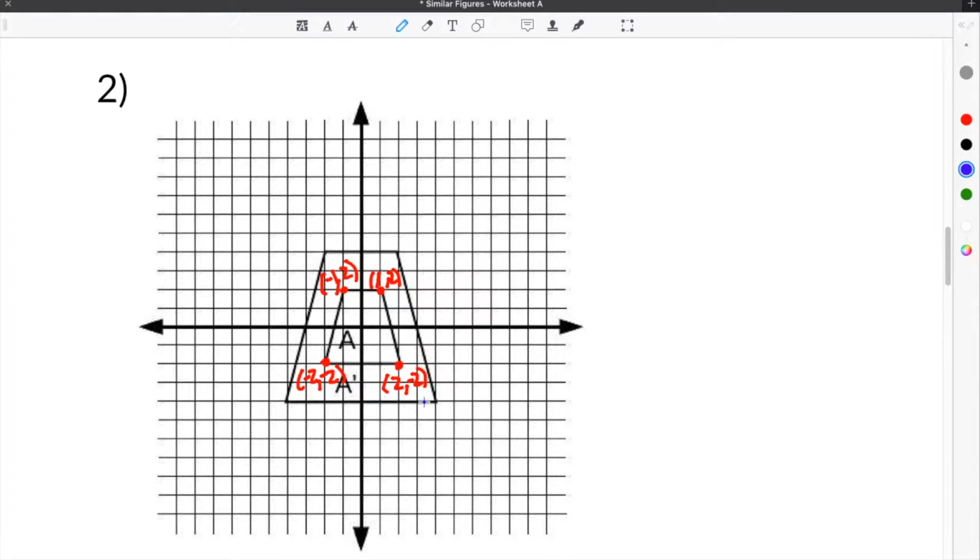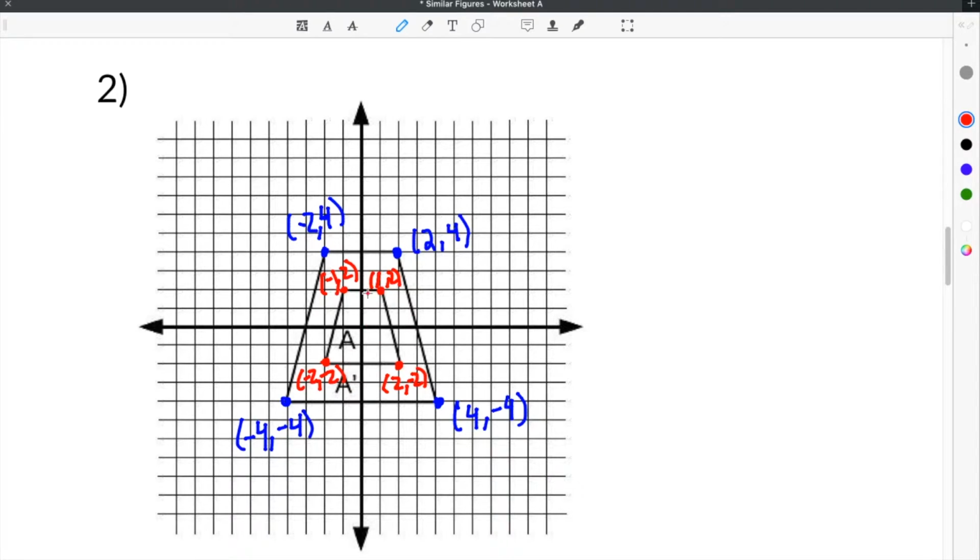Then I'm going to label the vertices of A prime, which is the larger shape. This vertex is 2, 4. This one is 4, negative 4. This one is negative 4, negative 4. And this one is negative 2, 4. So now that we have the vertices listed, we can go ahead and make some assumptions about how we go from one to the next.